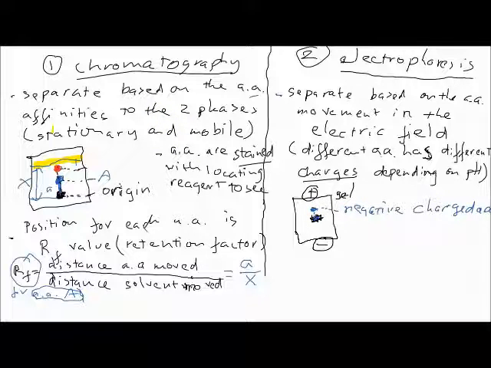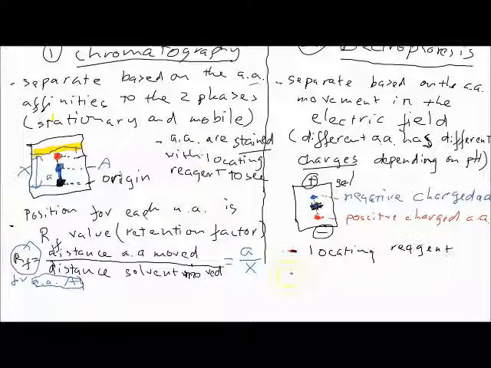And vice versa. If you have a positively charged amino acid, it's going to move toward the negative because opposites attract. Similar to chromatography, you also need the locating agent, otherwise you won't be able to see it. And similar to chromatography, the position at which these amino acids move one way or another can be compared to a known value, and then you will figure out which protein or amino acid it is.